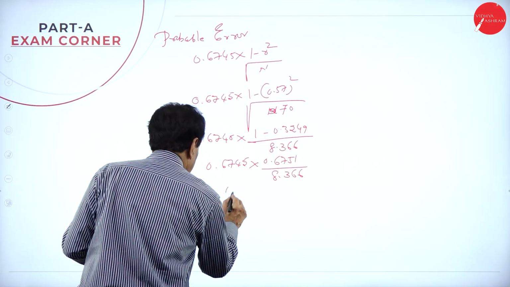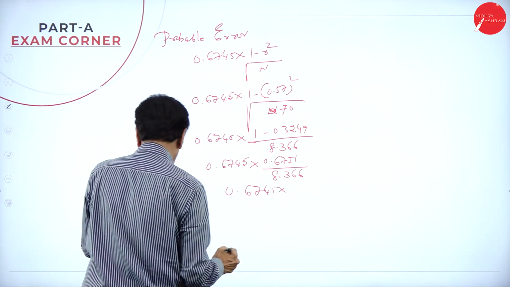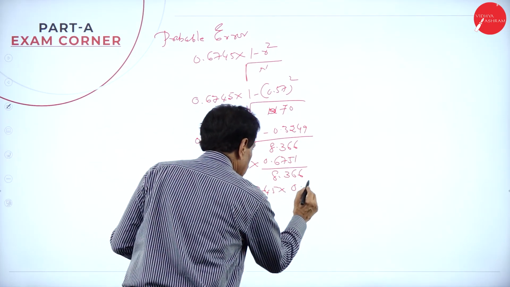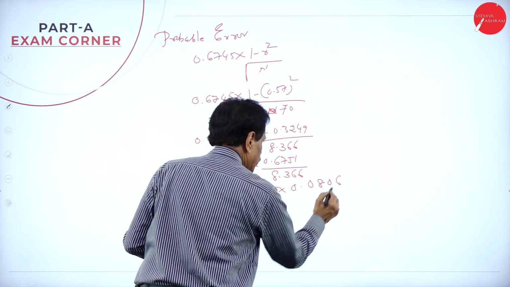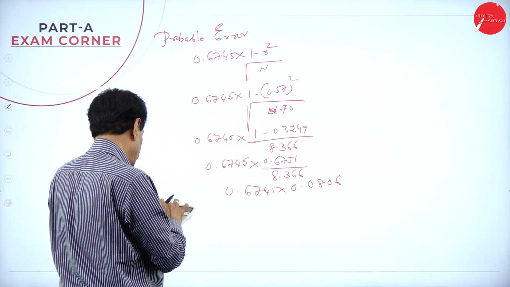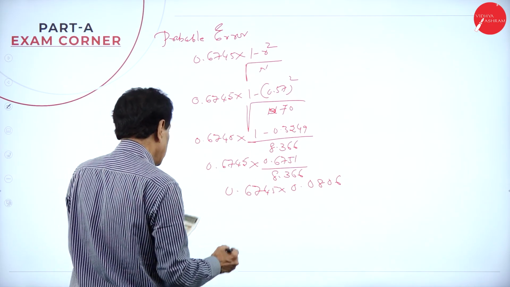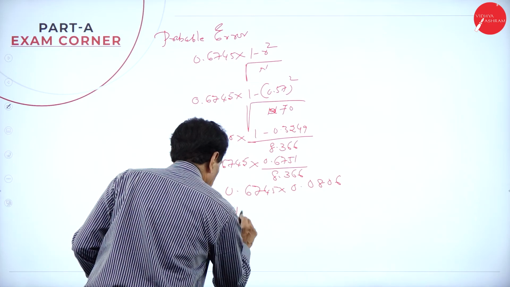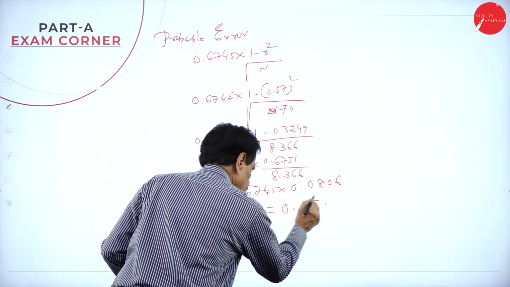This is 0.6745 into 0.0806 multiplied by 0.6745, 0.05. Probable error is equal to 0.05 difference.